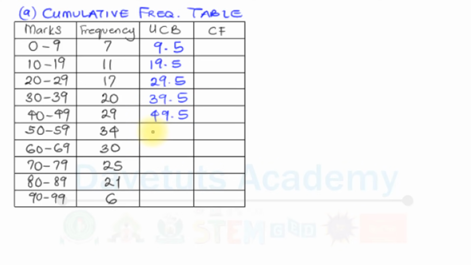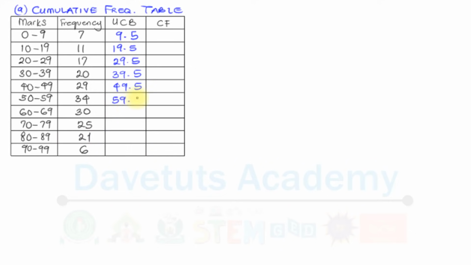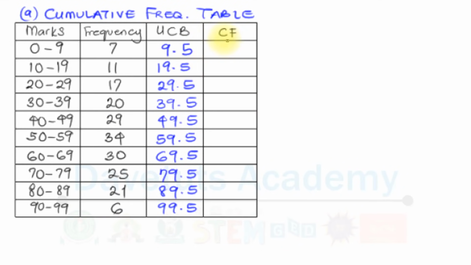All right, so let me just fill this up. This is the set of values for the upper class boundary. You don't need the lower class boundary. You just need the upper class boundary to compute the cumulative frequency table and use subsequently in the cumulative frequency graph. Now, how do we get the cumulative frequency? For the first set of marks, the cumulative frequency will also be the frequency.